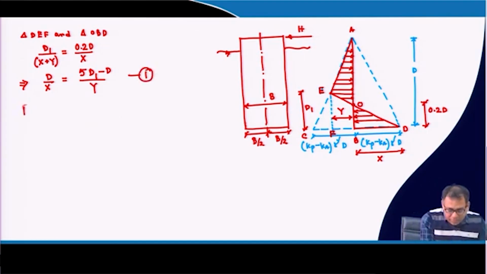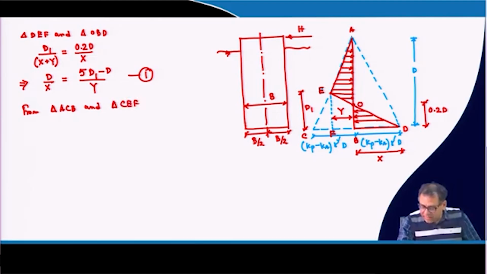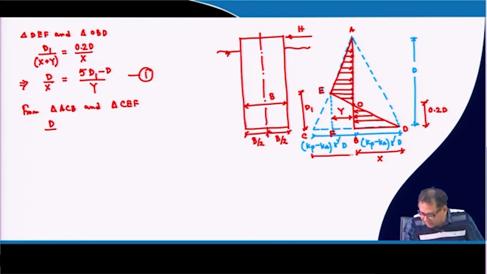Now, again from another pair of similar triangles, ACB and CEF, the bigger triangle ACB and the smaller triangle CEF, from these two similar triangles I can write D by, this is also x, this is x.